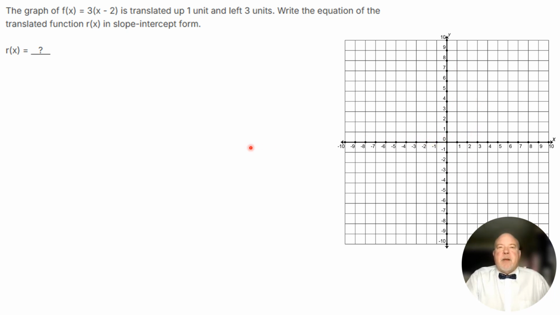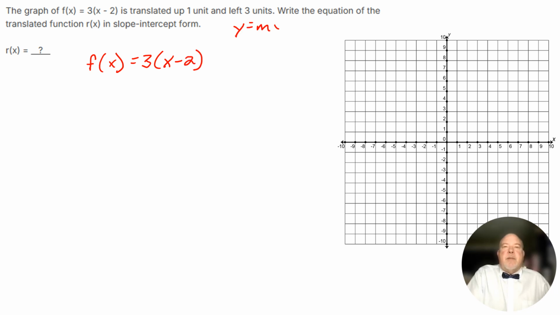So as I do this, hopefully you can see you could just make a little sketch and it doesn't have to be perfect. The first thing I want to do is see what this line looks like. And instead of trying to visualize it in your head, I'm going to put it on a graph. Okay, so I'm going to take this function, f of x equals 3 times x minus 2, and put it in slope-intercept form. Slope-intercept form looks like this: y equals mx plus b, where m is the slope and b is the y-intercept.